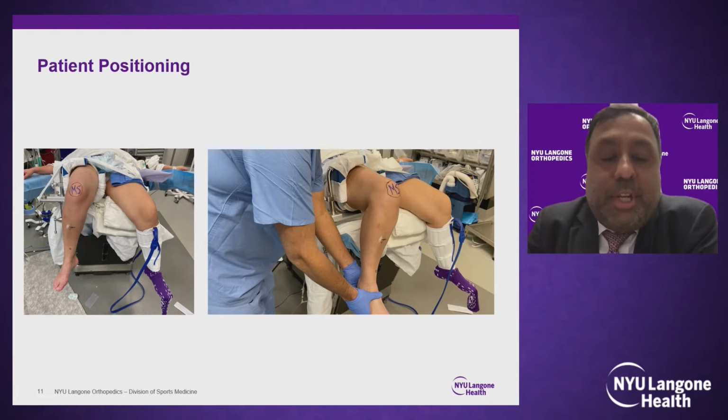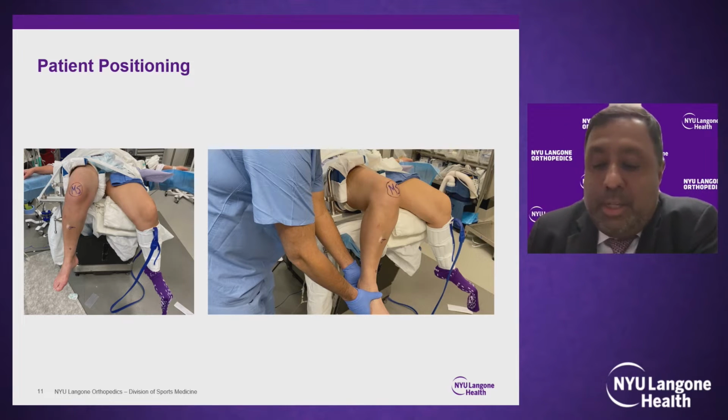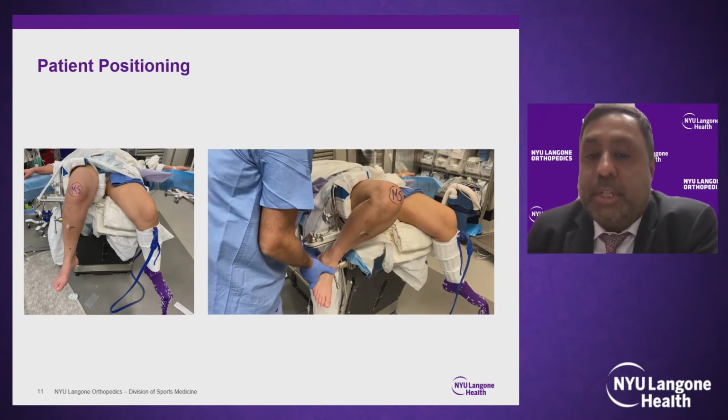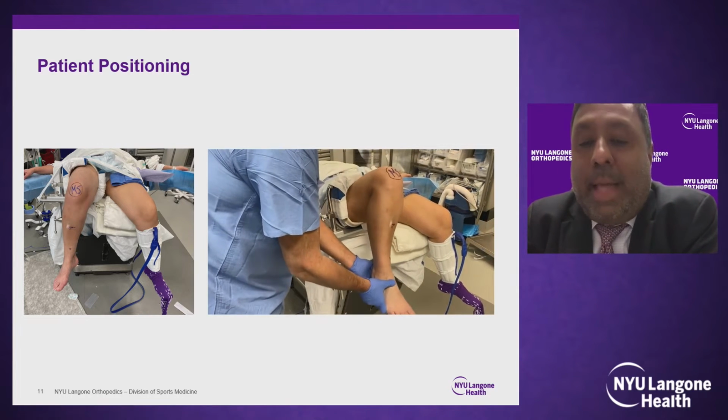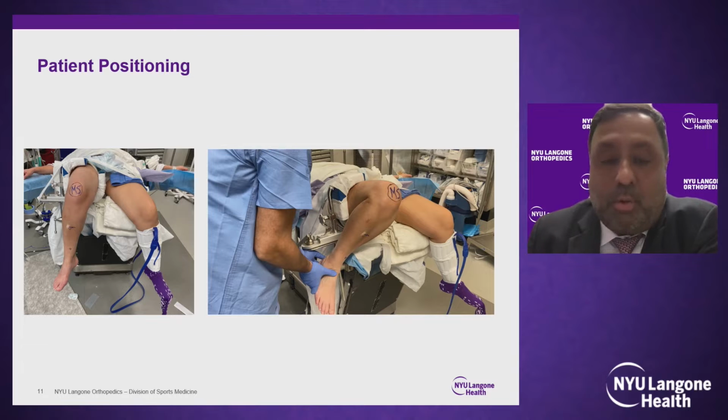So patient positioning when utilizing the anteromedial portal technique is key. You need to be able to hyperflex the knee. You can either hyperflex the knee in a figure 4 position, or I like to hyperflex the knee laterally, but you need to get to about 110 degrees, because less than that, you risk creating a short graft. A short tunnel placement.